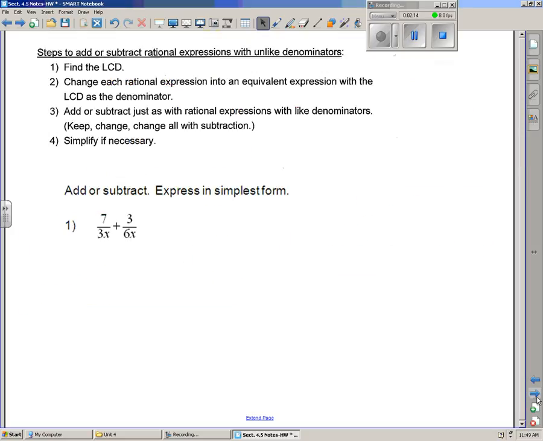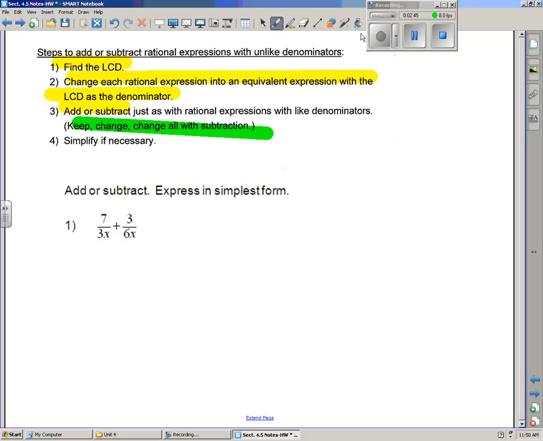Here's how this stuff actually works. When you add or subtract fractions, find your least common denominator. Very important. The second thing, you're going to change each fraction, each rational expression, into an equivalent expression with the LCD as a denominator. So change each fraction if necessary so they have the LCD. Add or subtract just like you normally do. Just be careful though, you might need to do keep, change with subtraction, and then simplify.